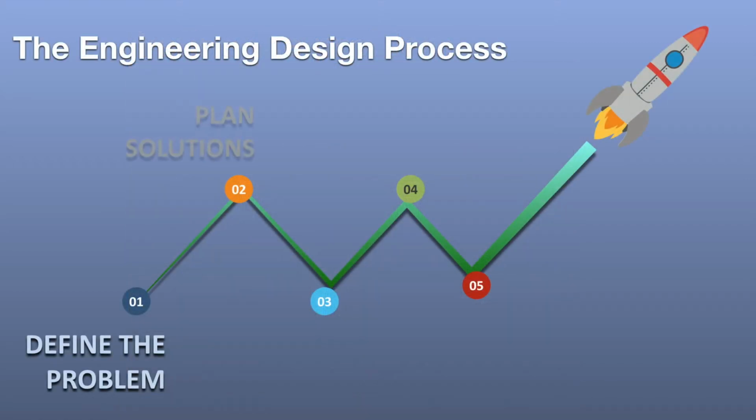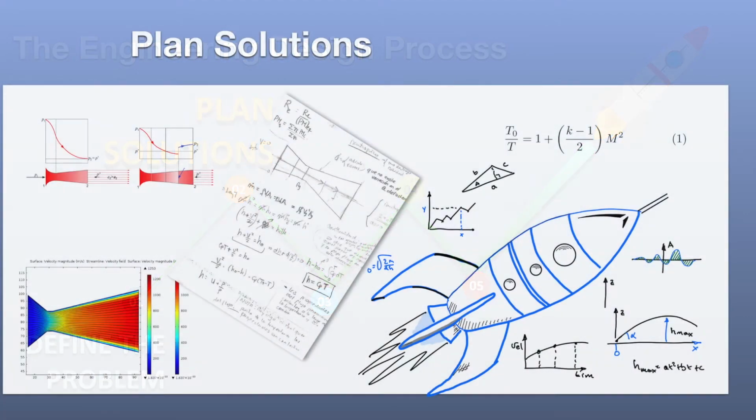The next step is to plan the solution. It's a brainstorm of multiple ideas and possible solutions. Engineers use math, computers, and science to plan the most promising solution. This is a very exciting step for engineers.